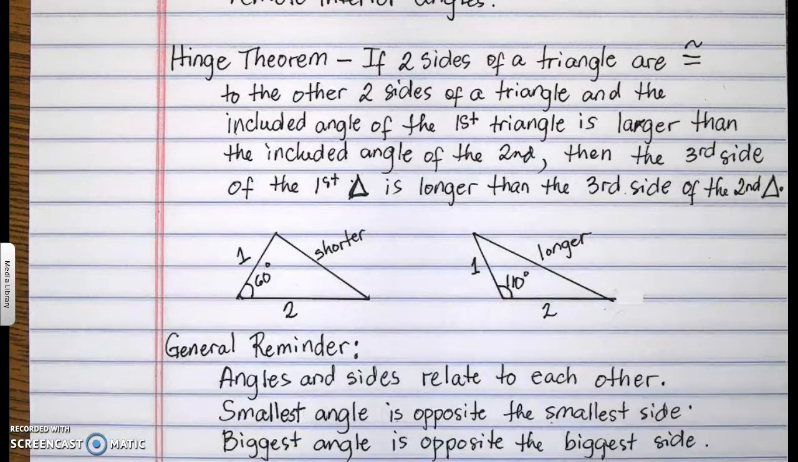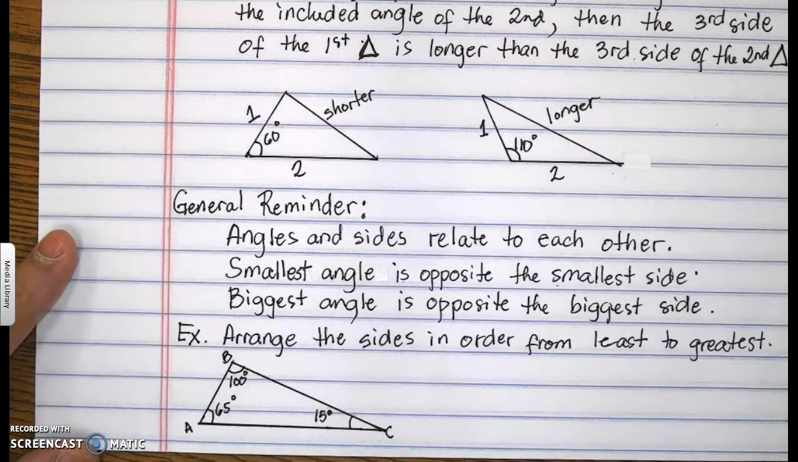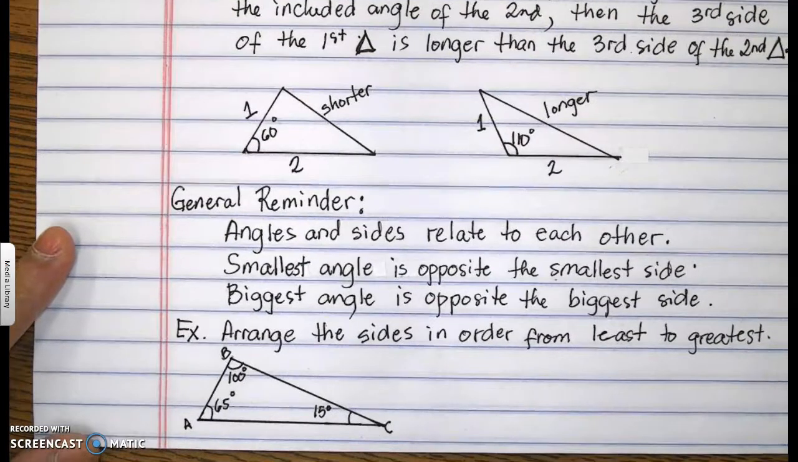So as a general reminder, angles and sides relate to each other, which means that the smallest angle is opposite the smallest side, and the biggest angle is opposite the biggest side. So as an example, given triangle ABC with angle A 65 degrees, angle B 100 degrees, and angle C 15 degrees, as you can see, all these angles are least to greatest. The 15 degree angle is your smallest one.